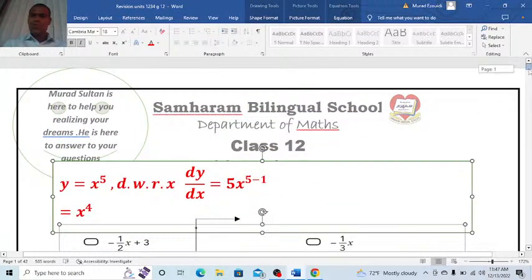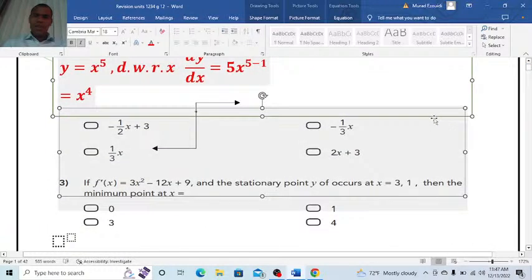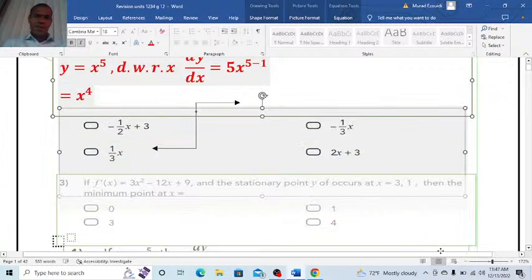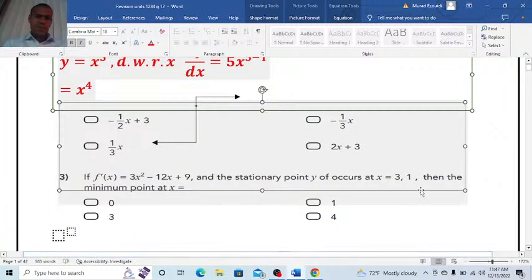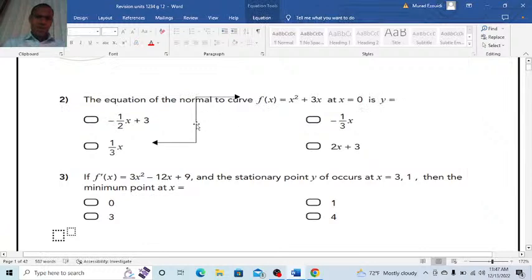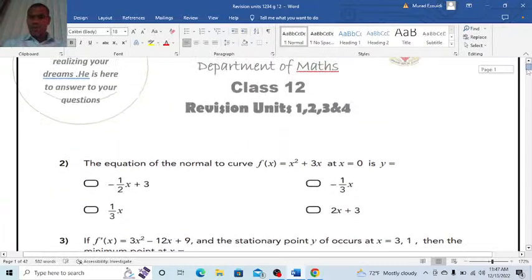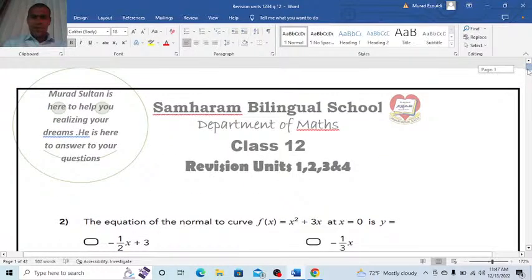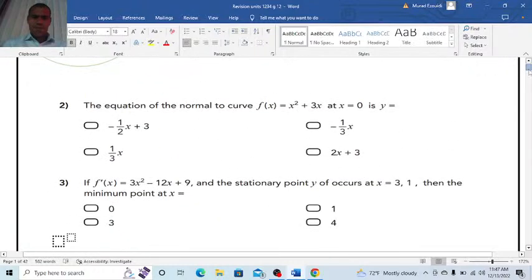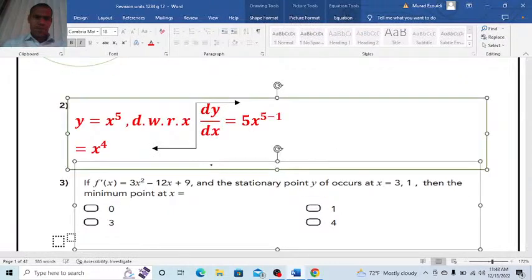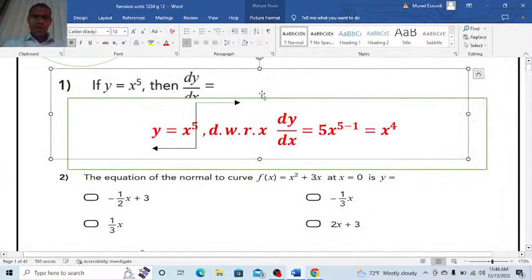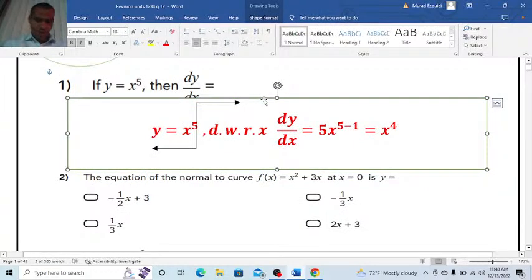Question number 2, my learners, is that if, let's say... okay. Question number 2, this one. Yes, I erased the first one. Okay, just a moment. Okay, I will just erase this one now.